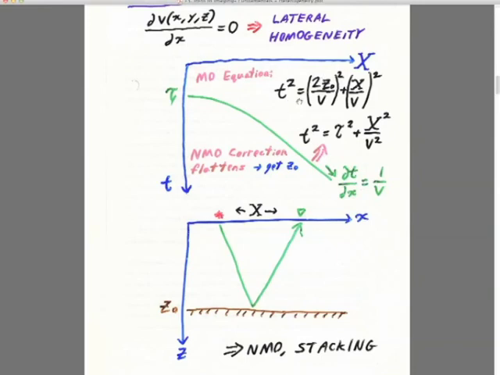You can see that this equation is a hyperbola. As capital X gets very large, dt dx becomes equal to 1 over v, and in fact it's asymptotic to that line going all the way back to the origin, 0 times 0 big X. So it's a hyperbola: just like it has this linear asymptote, it's flat at the top. Now this hyperbolic shape has a jargon name called the normal move out.